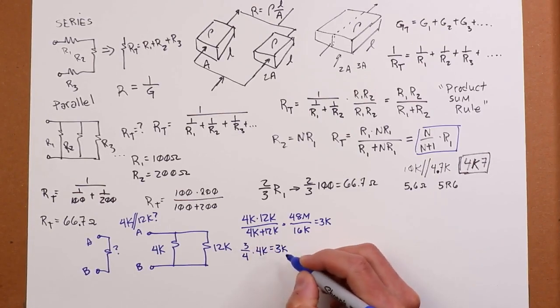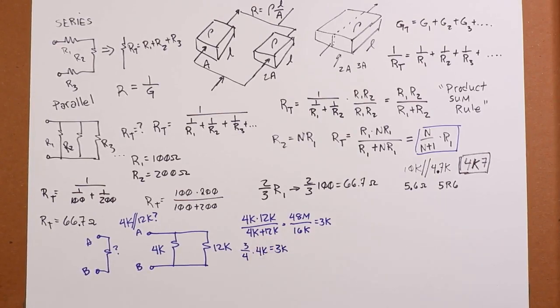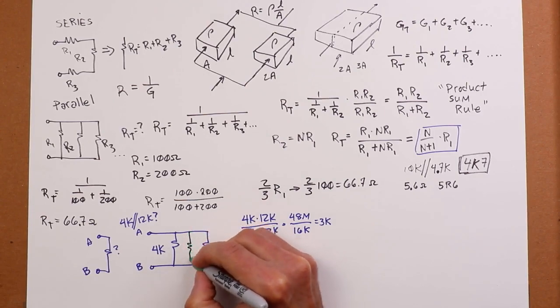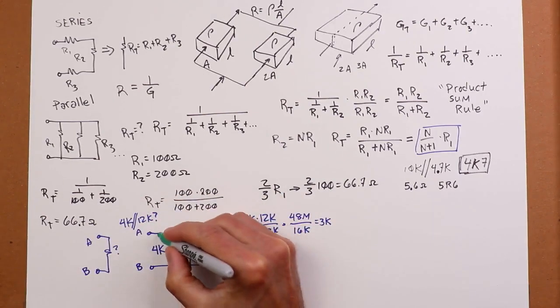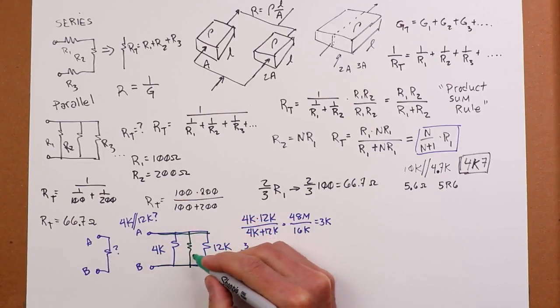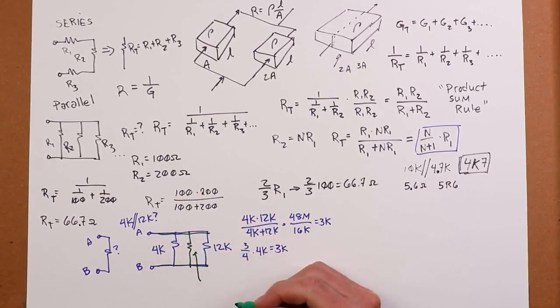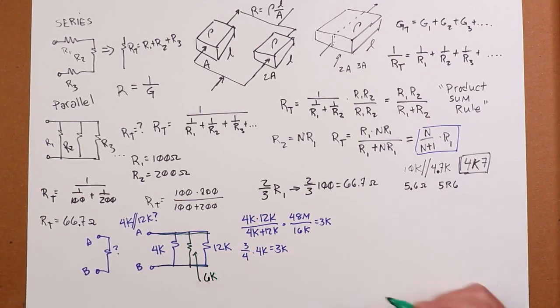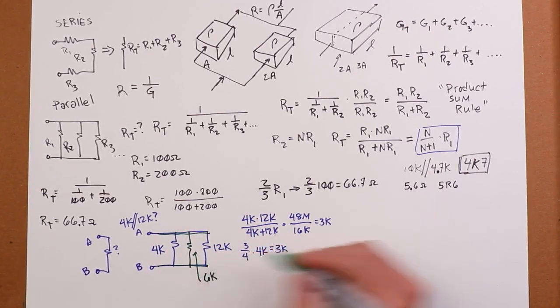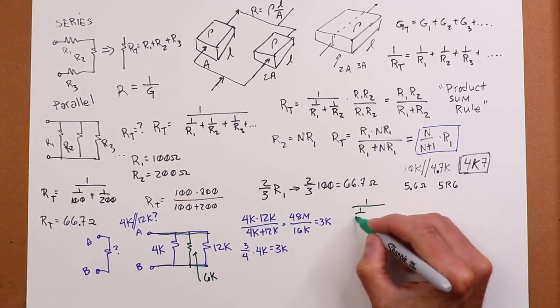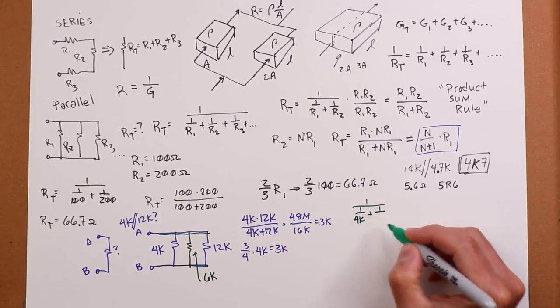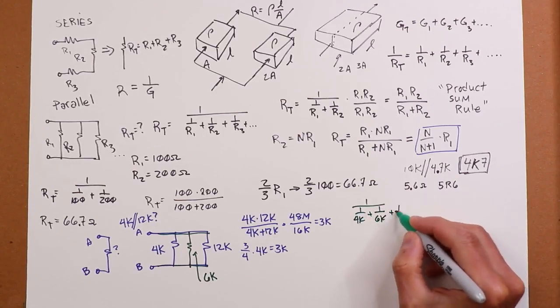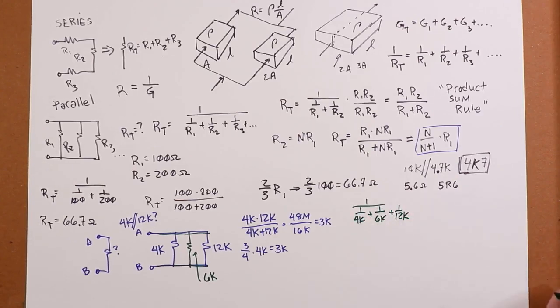Beautiful. Okay, now what if we add another resistor here? I'll squeeze it right here in the middle. It won't matter where we add it. They're all in parallel. This is all one line, this is all one line. So let's add this third resistor in here, and we'll say it's 6K. So we can do 1 over 4K plus 1 over 6K plus 1 over 12K and come up with a value.